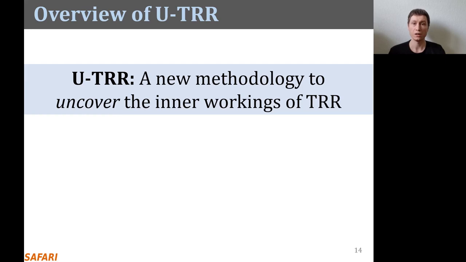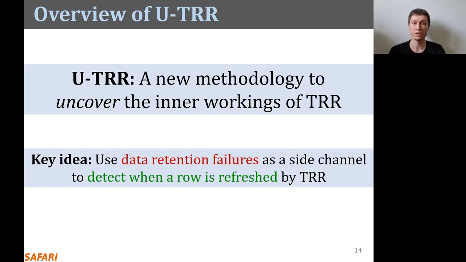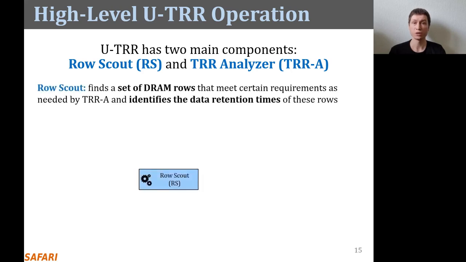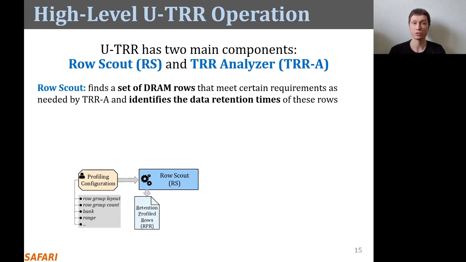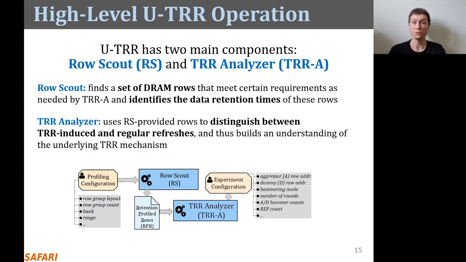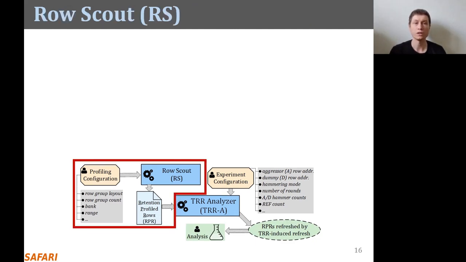We propose UTRR, a new methodology to uncover the inner workings of TRR. The key idea of UTRR is to use data retention failures in DRAM as a side channel to detect when a certain row is refreshed by TRR. UTRR consists of two main components, row scout and TRR analyzer. Row scout finds a set of DRAM rows that meet certain requirements as needed by TRR analyzer and identifies the data retention times of these rows. TRR analyzer uses the rows that row scout provides to distinguish between TRR-induced and regular refreshes, and thus builds an understanding of the underlying TRR mechanism. I will describe the two components of UTRR in more detail.